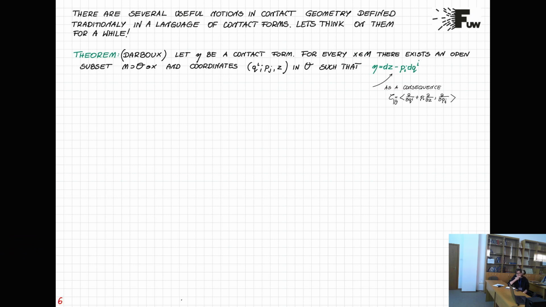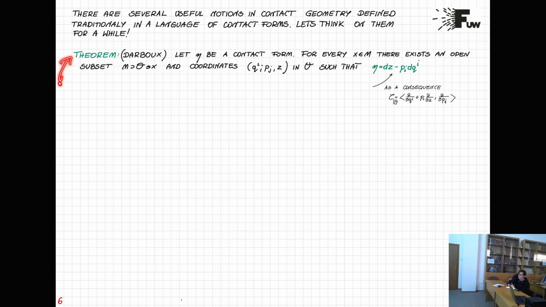Okay, so now after looking at several examples and formulating the definition, we can go further. First, let us look at the literature and see what concepts and notions are associated to the contact structure. First, there is a very useful theorem, which is the contact version of Darboux theorem.